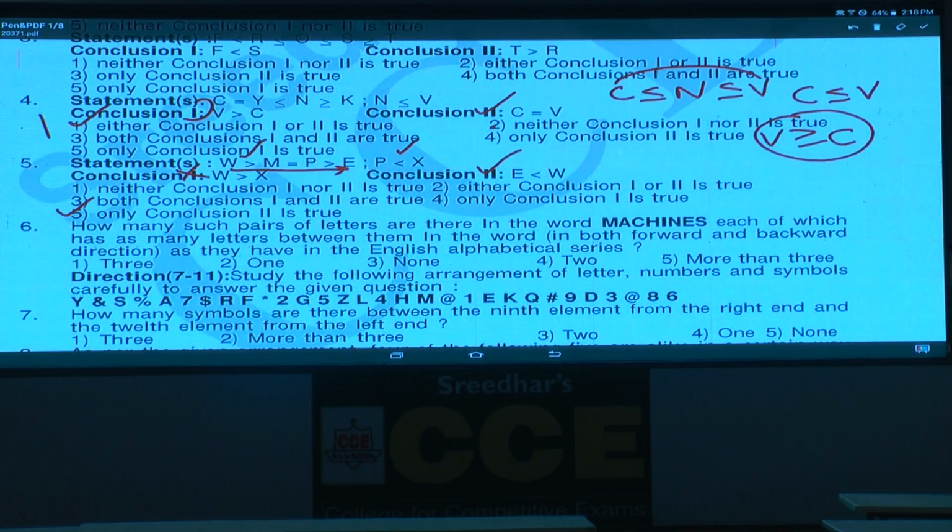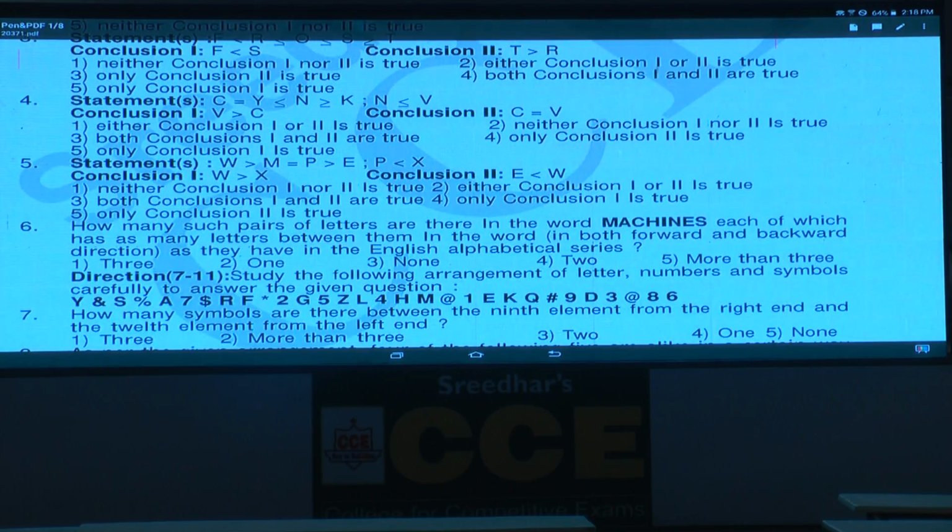Done with these 5? Then question number 6. Now the word. What is the word here? Machines, each of which has as many letters between them. It is nothing but pairs. M-A-C-H-I-N-E-S, machines. Now in this one, the relation between M, N, O, P, Q, R, S, T. No letter is repeating from M to T. Now between H and I, there is no letter in between these two. In the alphabetical order also, there is no letter between these two. H, I, J, K, L, isn't it? N, O. Hence from left hand side to right hand side, there is only one such pair.